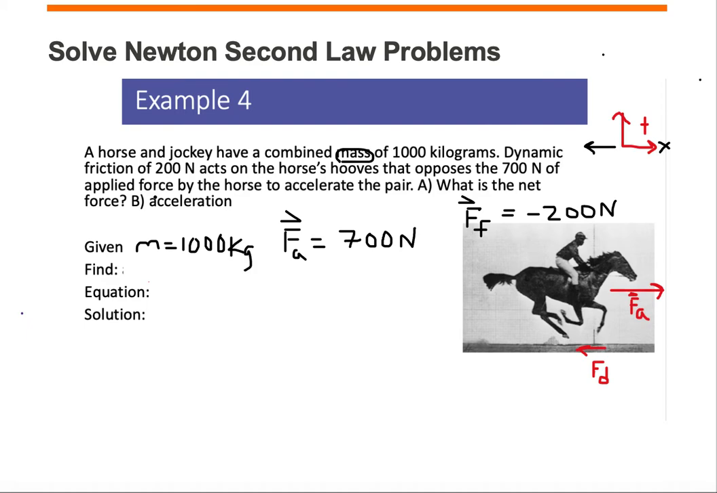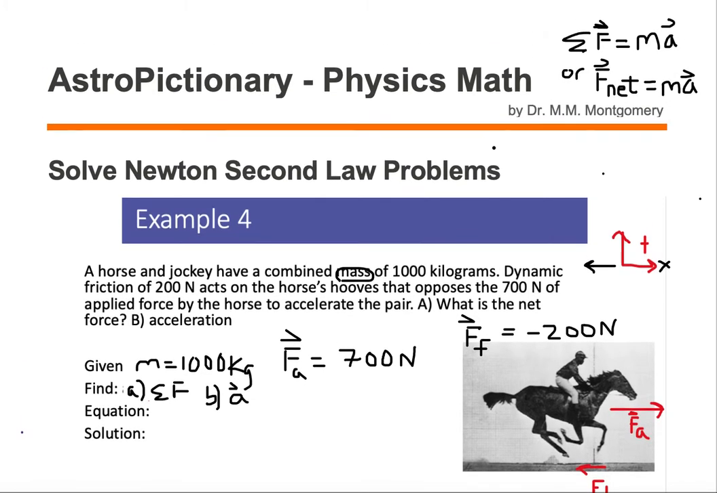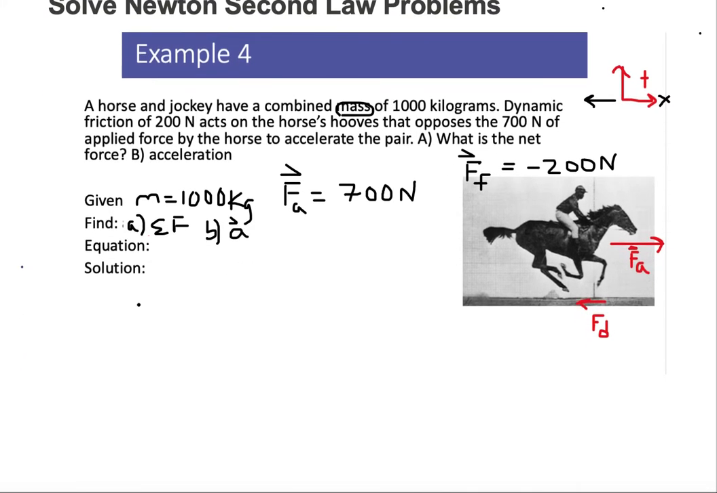It says A, what is the net force? So we want to find A, net force, or sum of the forces. And then B is we want to find the acceleration. So the equations are already given to you at the top. And so let's solve. The first thing we want to find is sum of the forces. Let's go ahead and write in Newton's second law.